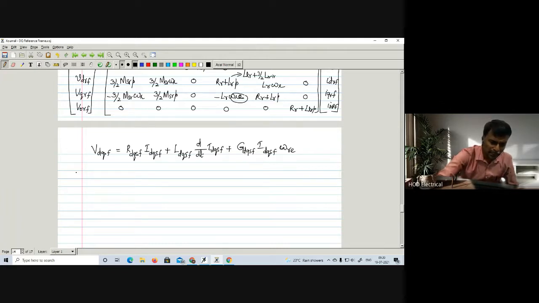Now we need to write the power equation. How will we write this voltage in terms of power? We know that the product of voltage and current is power. Accordingly, all the variables are matrices, except omega_RE. So how can we write the matrix form of power?